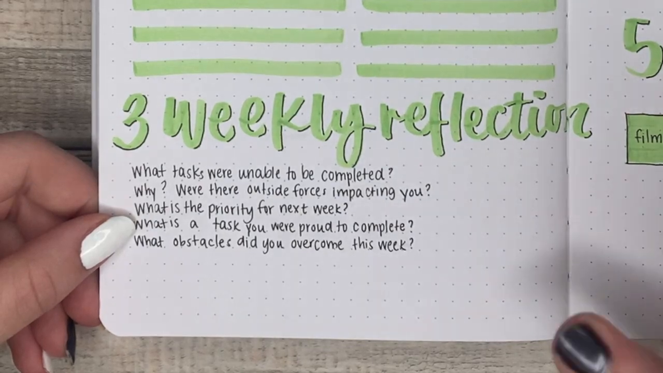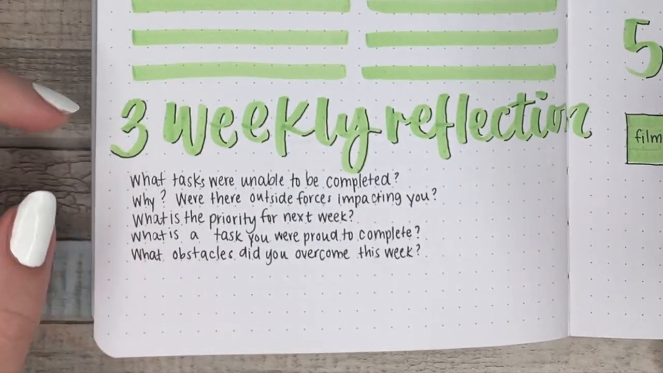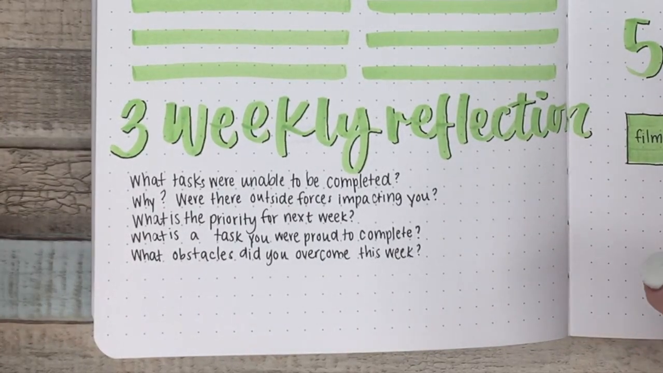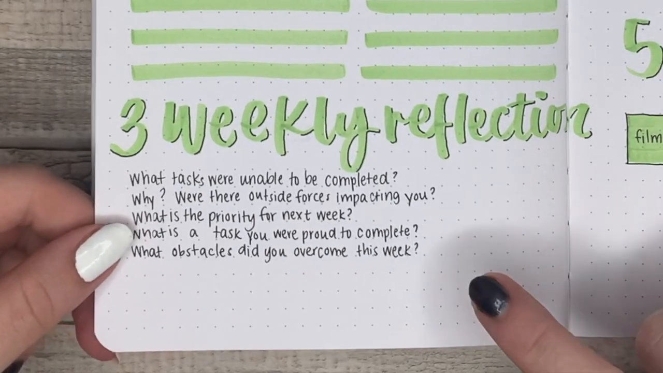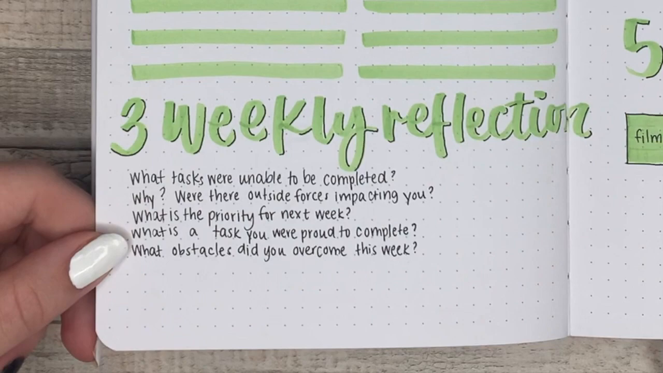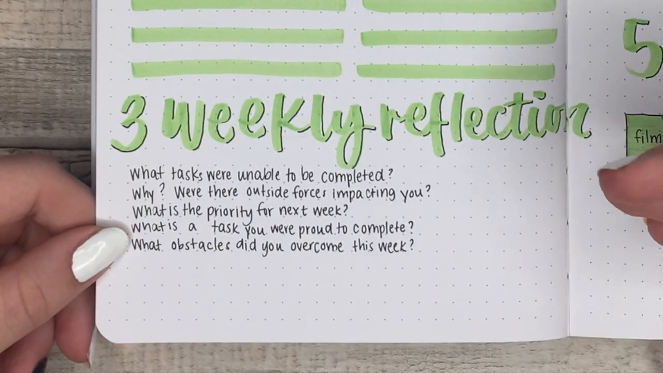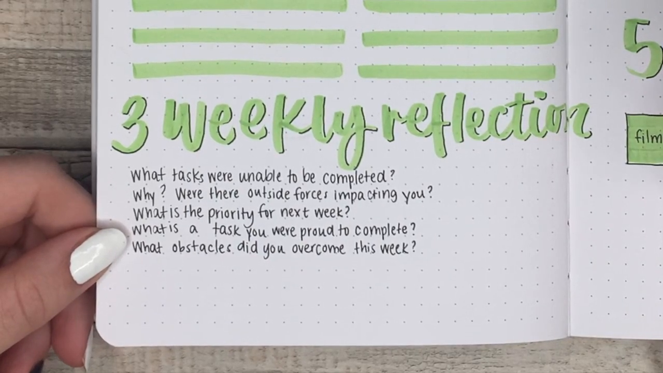One of the things about doing a reflection is not only focusing on the quote unquote negatives, but things that you did well and how you did them well so that you can replicate those as well. And then, what obstacles did you overcome this week? For example, if you did have a sick kid, were you still able to complete your entire task list? And how were you able to do that?